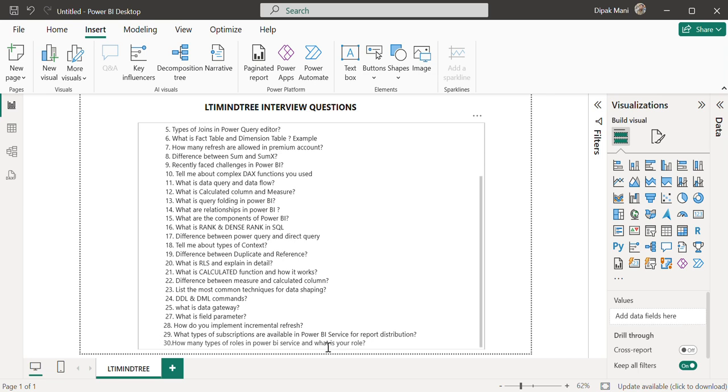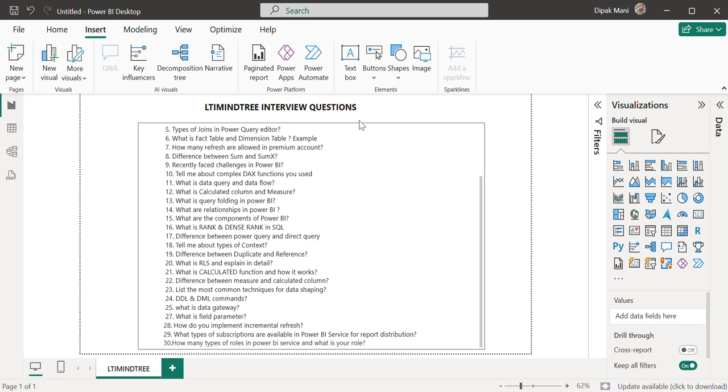There are four types of roles present in Power BI service: admin, member, contributor, and viewer. Personally my role is the contributor role. In that role, we can contribute reports and datasets, but can't manage the workspace. As a contributor, I was responsible for developing reports, creating datasets, and ensuring data accuracy while following workspace standards. So we can do this as a contributor.